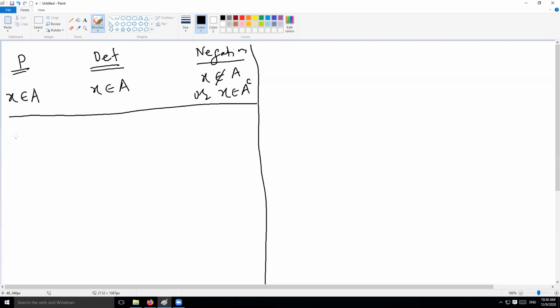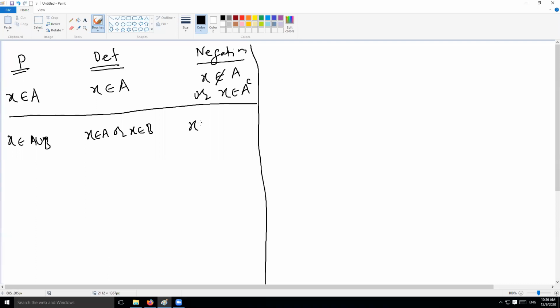Okay. How about if I say that X belongs to A union B? What is the definition of it? What does it mean? It means that X belongs to A or X belongs to B. Okay. What would be the negation of it?